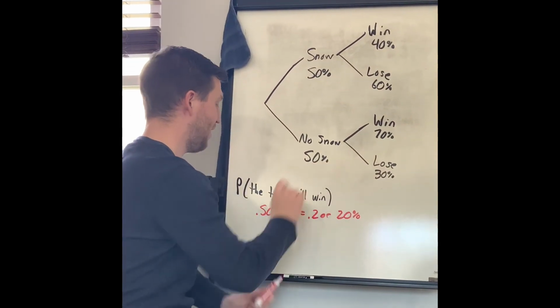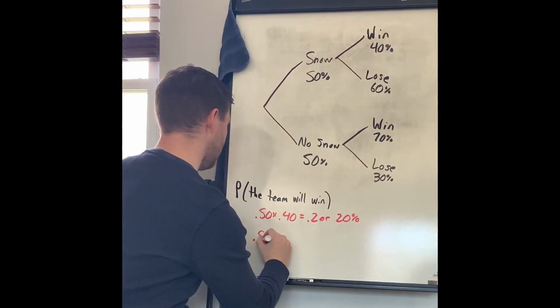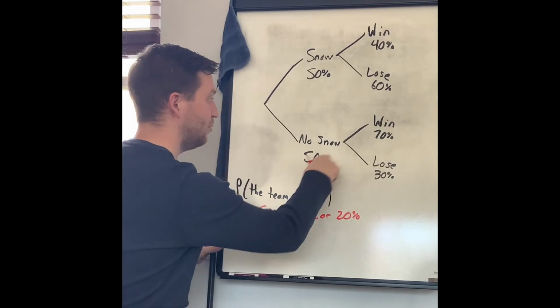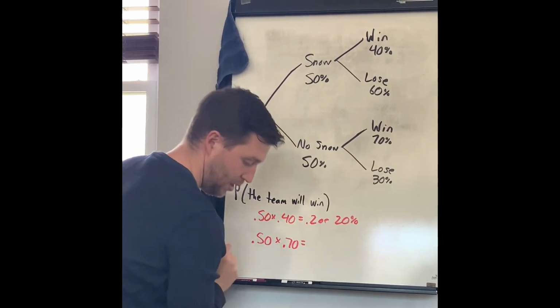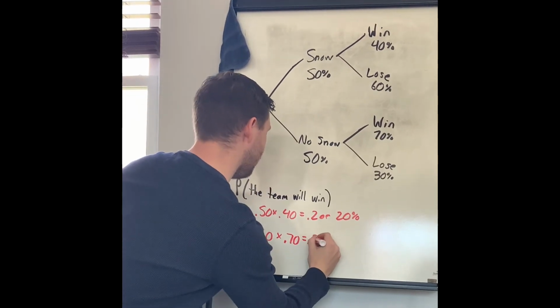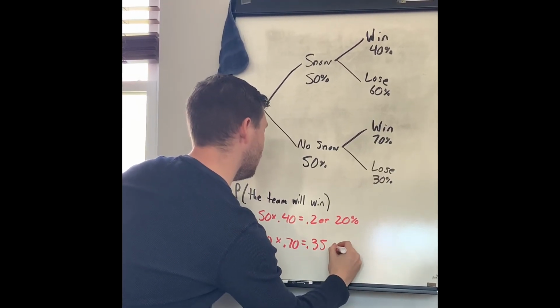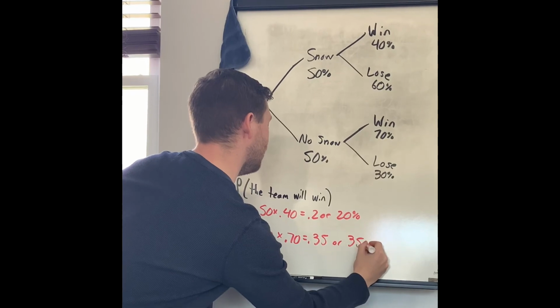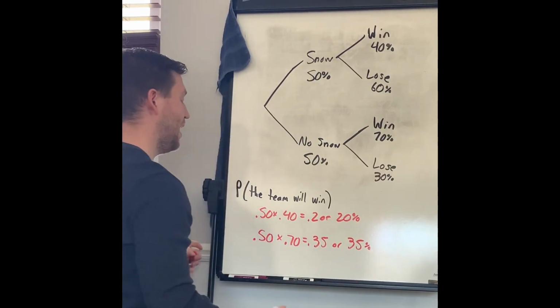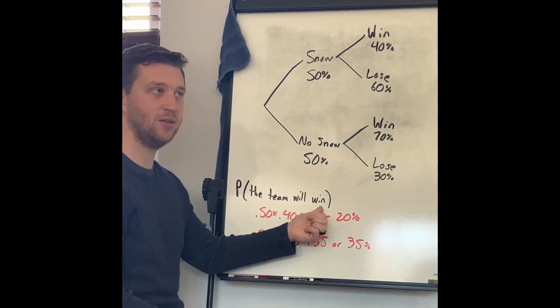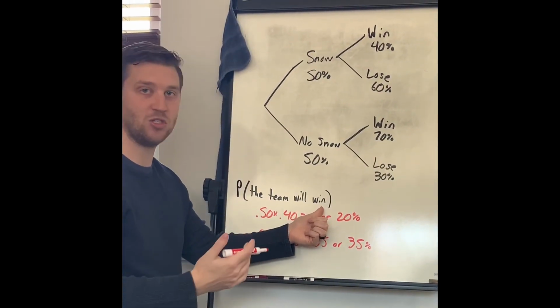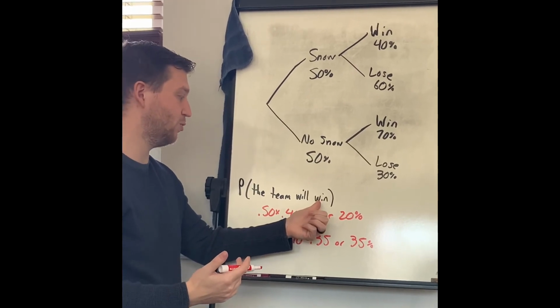That would be 0.5 again, times 0.7 this time. And that equals 0.35 or 35%. Now, the question says, what's the probability that the team will win? It doesn't say when they win if it snows or when they win if it doesn't snow. It just wants the probability of when they win.